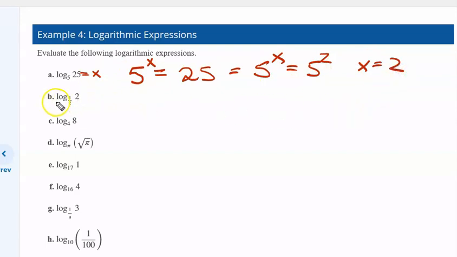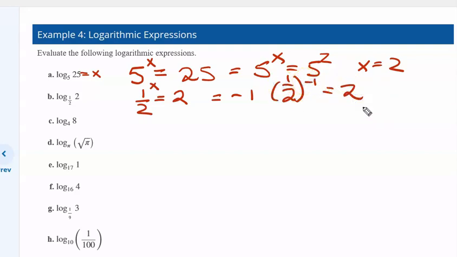All right, in example B, converting it to its exponential form. So our base is 1/2. Our answer is 2. What would our exponent be? Think about it. This one also has a base of 2, and that would be -1, because 1/2 to the -1 power is 2.